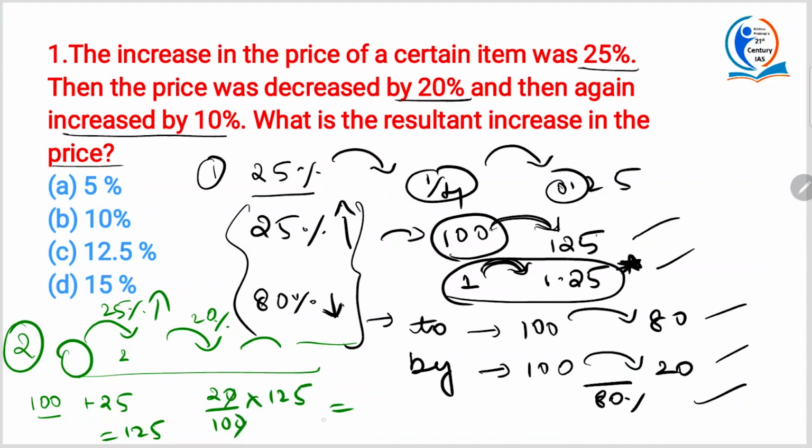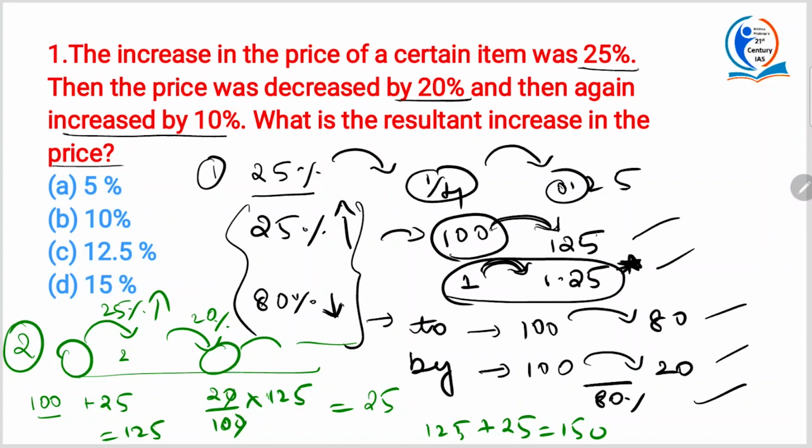So the zeros will get cancelled. 25 into 2 is 250, and 250 by 10 is again 25. So you add 125 plus 25, that is 150. So the answer here is 150. So this is the conventional method.